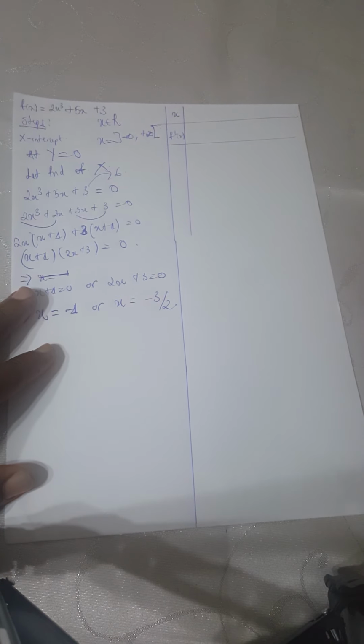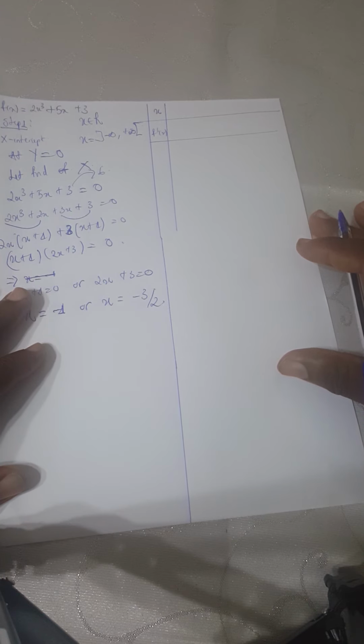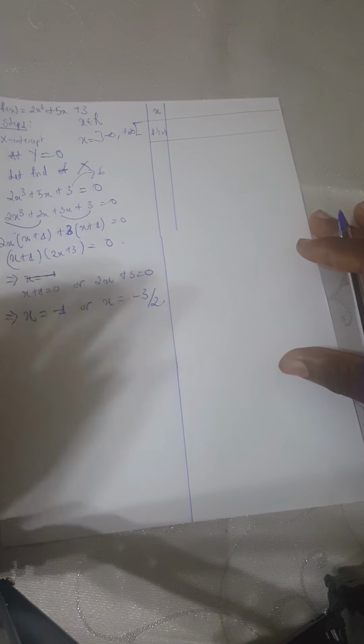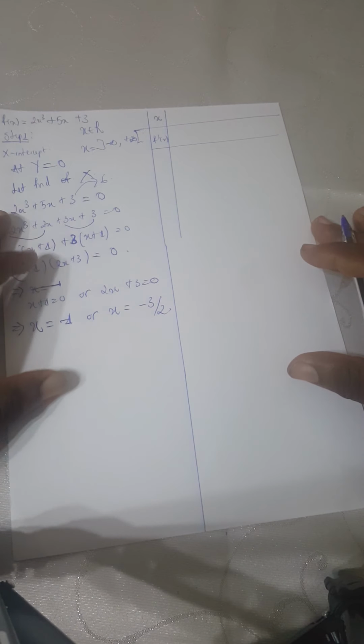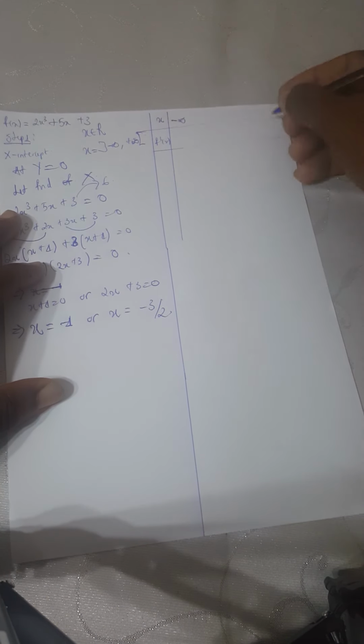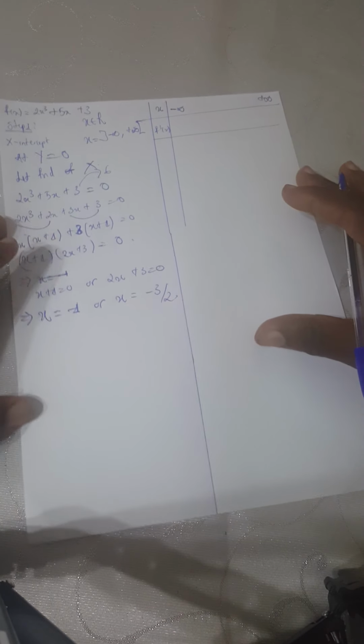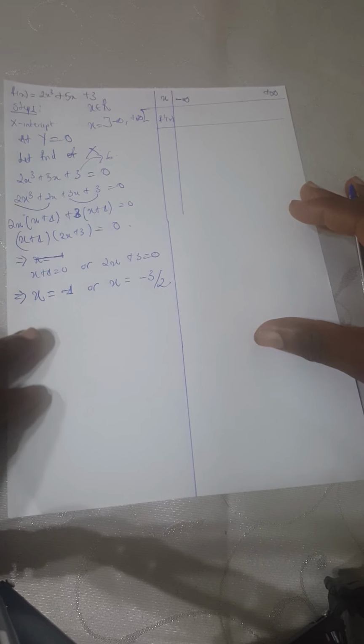So what happens is that I can put negative infinity here and plus infinity here. Now let's find the other case.